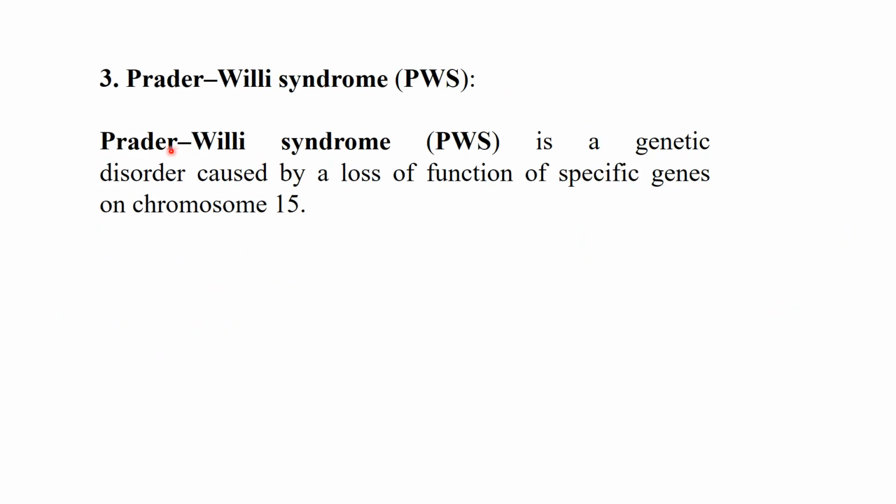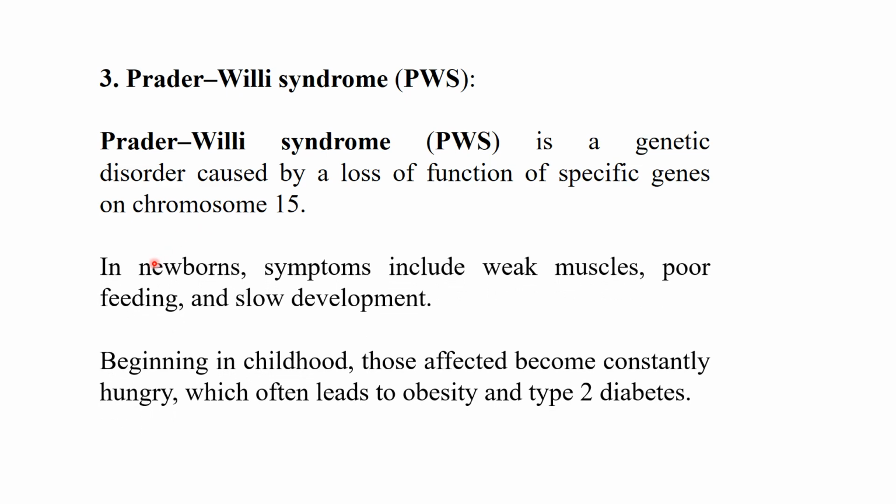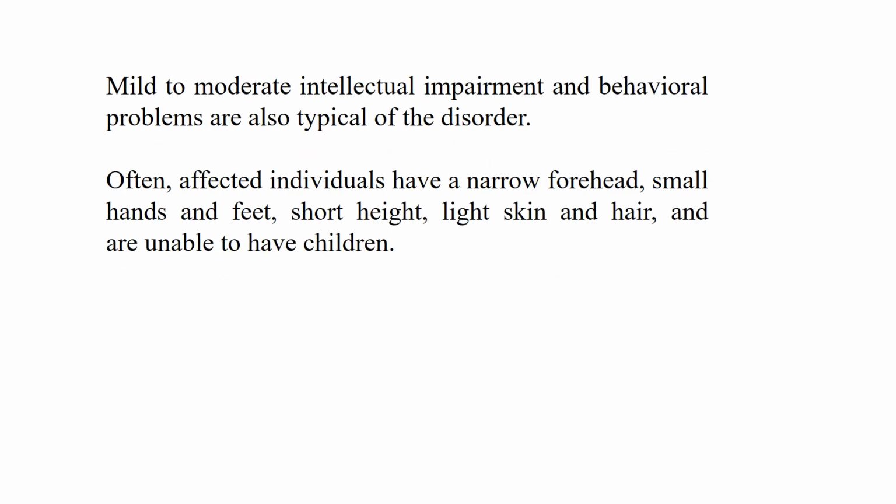Prader-Willi syndrome. Prader-Willi syndrome is a genetic disorder caused by a loss of function of specific genes on chromosome 15. In newborns, symptoms include weak muscles, poor feeding, and slow development. Beginning in childhood, those affected become constantly hungry, which often leads to obesity and type 2 diabetes. Mild to moderate intellectual impairment and behavioral problems are also typical of this disorder.